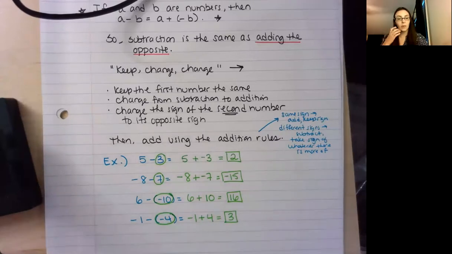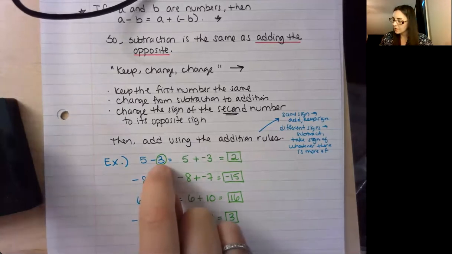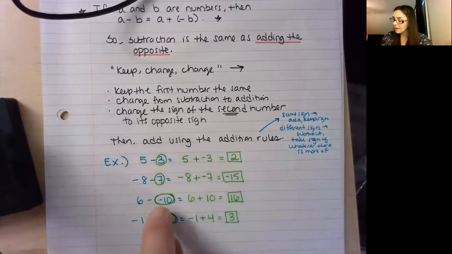Okay, so we keep the first number, always change from subtraction to addition, and then just make sure you change the sign of the second number. So here that +3 and 7 become negative, or that -10 and -4 become positive.